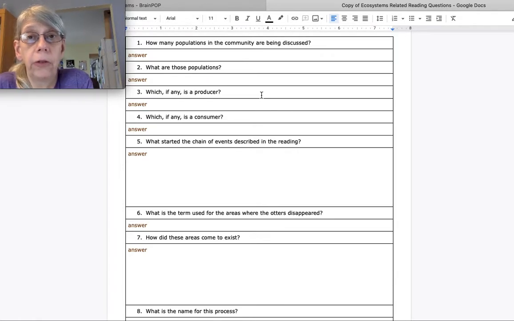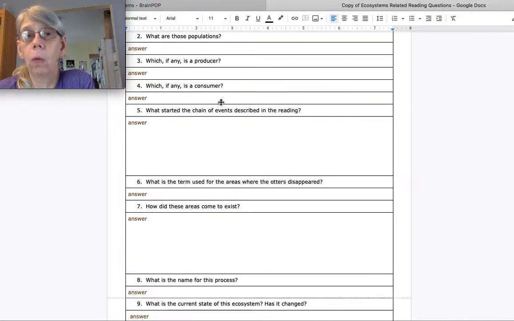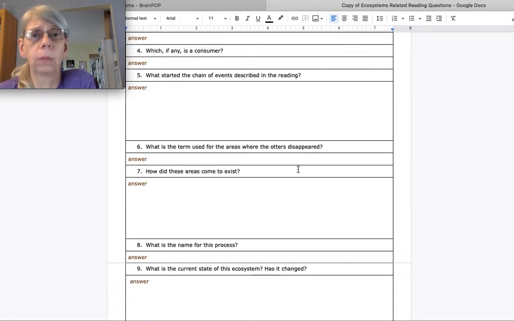They have to get their energy by eating other organisms. All right? Whether those organisms are plants or animals or anything else. Okay? What started the chain of events described in the reading? Okay, something's going to happen. All right. What's the term used for the areas where the otters disappeared? And we're talking about sea otters in this reading. So now you know. Okay. How did these areas come to exist? All right, so we'll find that out as we read along.